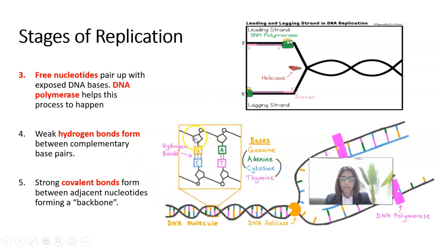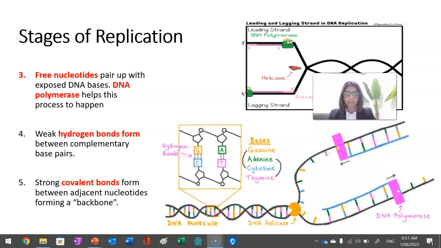Now, in this diagram here, you can see this is our template strand along the top, and these are the free nucleotides along the bottom, and you can see the weak hydrogen bonds forming between complementary base pairs. On the backbone, between the phosphate and the sugar, we have a covalent bond. Previously, I've called it a sugar-phosphate bond to help you know where it is, but you should try and use the term covalent bond, and this forms the backbone of DNA.